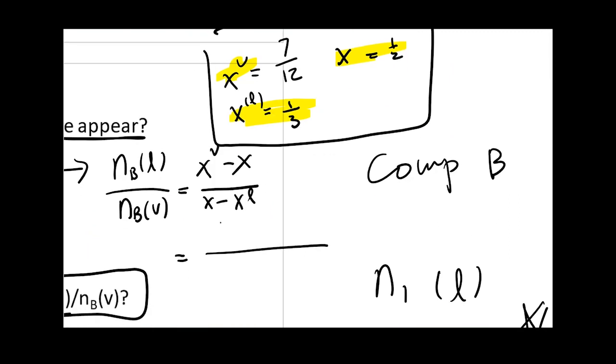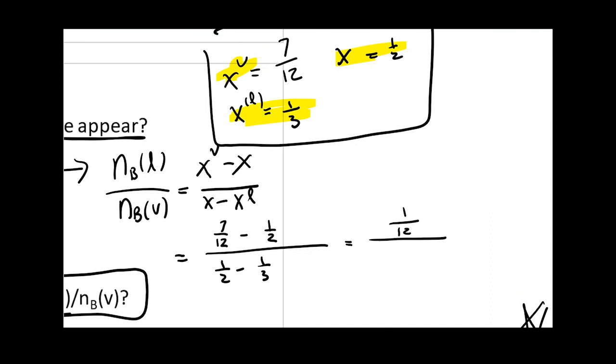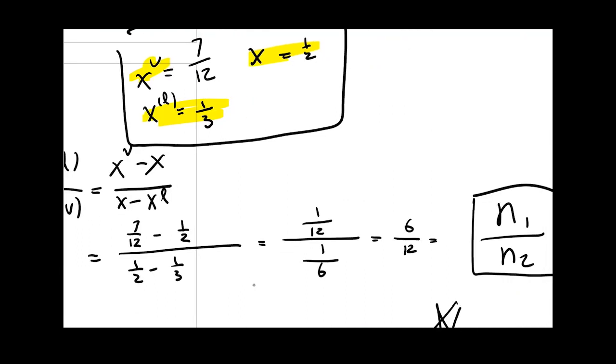So the top will be xbv, 7/12 minus 1/2. Bottom will be 1/2 minus 1/3. So the top will be 1/12. At the bottom will be 1/6. This will be actually equal to 6/12, that's equal to 1/2. So that's how you figure out the ratio of component B between the liquid over gas phase.